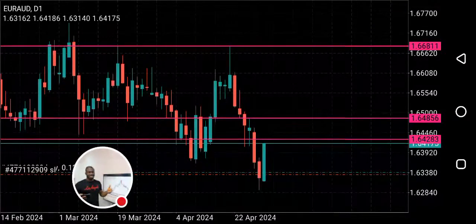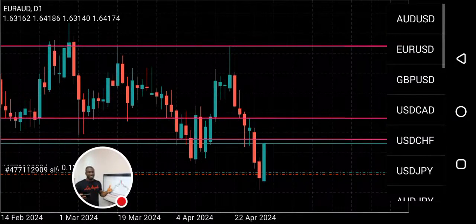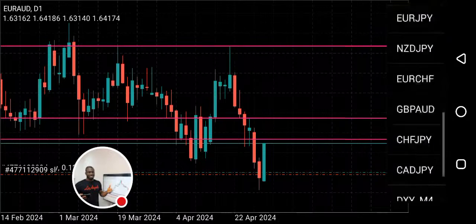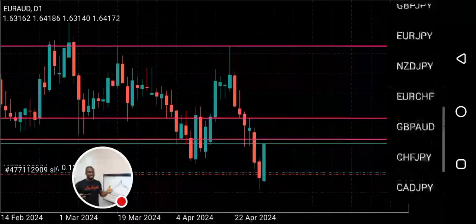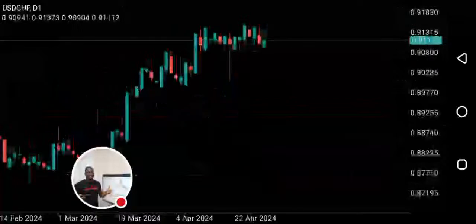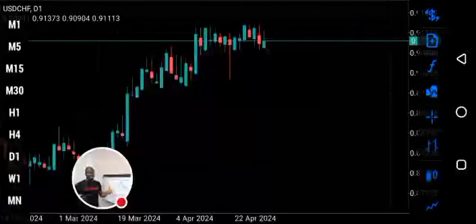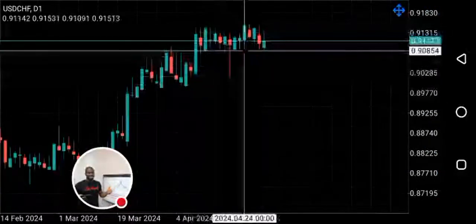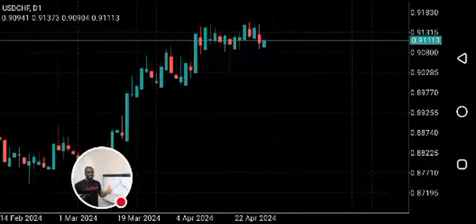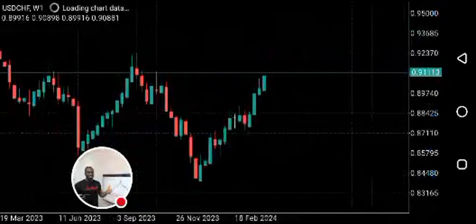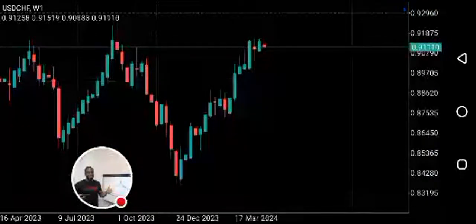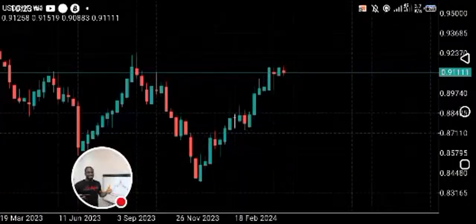Okay, let's look at USD. Which other pair? Let's see USD CHF. That pair has been ranging for some time now. For weeks, it's been in a range. Let's see the weekly chart. You can see it has been in a range for some time. Price is currently at a resistance level.